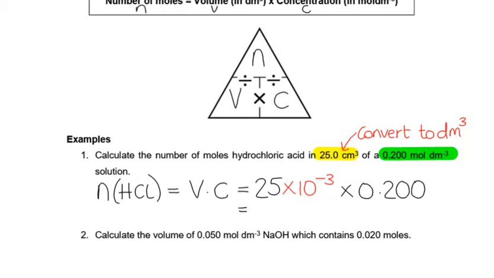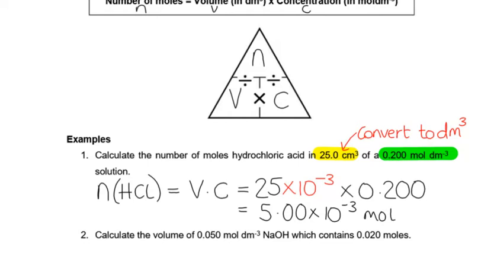So we get our calculator out, type that into our calculator, and see that the answer for that calculation is 5.0. And I'm going to give my answer to three significant figures because the numbers were given to three significant figures, times 10 to the minus 3 moles.